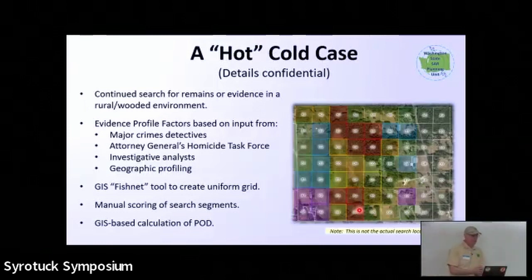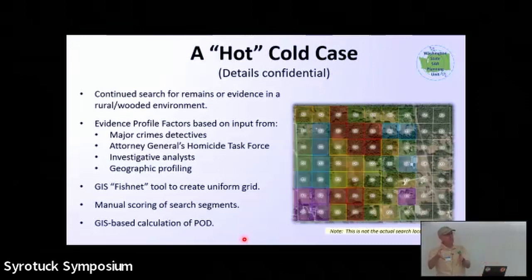profile factors. We're now at the point where we can actually use a GIS fishnet tool to create our nice grid. And incidentally, this again is not a real search area. This is a fake one I picked. We're still doing manual scoring of the search segments, but because we have search tracks in this area before, we're now at the point where we can use our GIS system to calculate the POD from previous searching in each search segment. So we're making advances in terms of computational stuff.